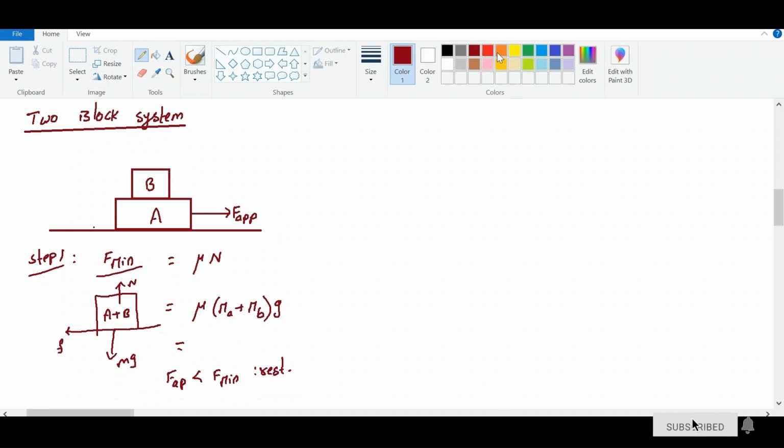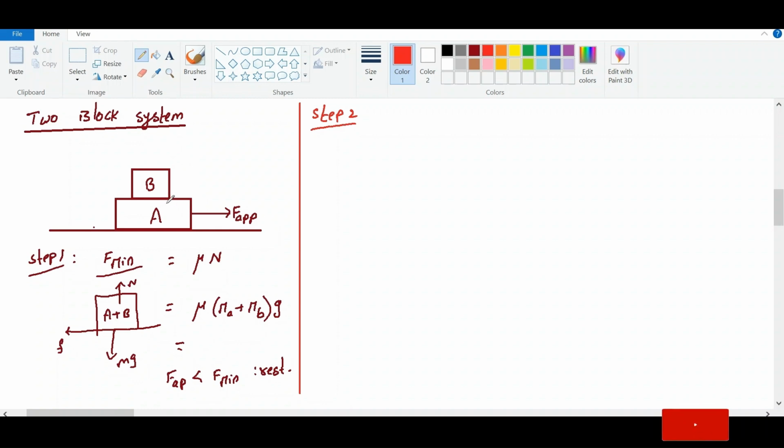That is case 1, you check. After that, if the applied force is greater than F minimum, what do you do in step number 2? Take only the block on which force is not applied. Here the applied force is on A, and on block B there is no force. But how will the block move? If you pull block A, both block A and block B will move, correct?